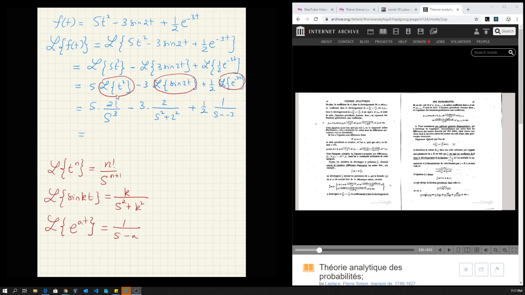Well, let's simplify. We don't want to leave this ugly answer like that. So what's 2 factorial? 2 factorial is 2 times 1, so that's just 2. Multiplied by 5, so you get 10. So this is 10 over s cubed. This right here becomes negative 6 over s squared plus 4. And this right here, we can write it as 1 over 2 times s plus 3. We don't have to distribute the 2 into it.